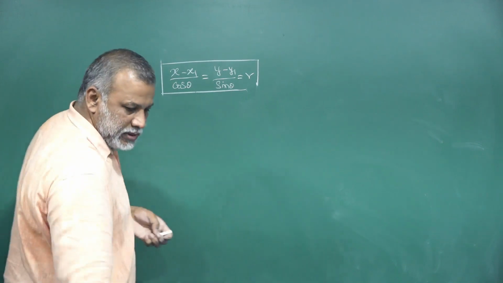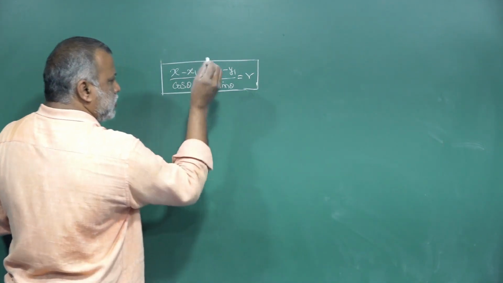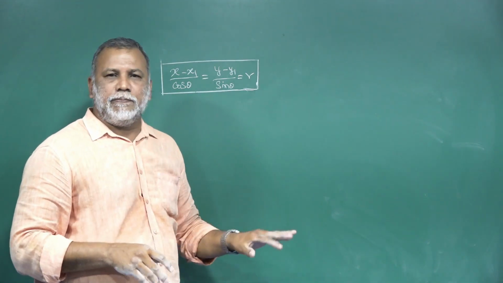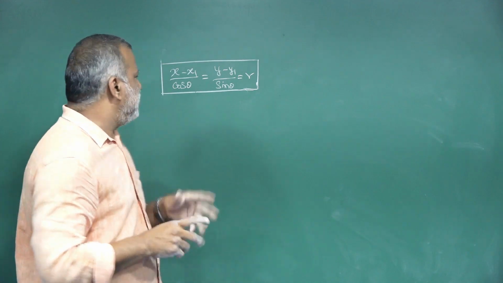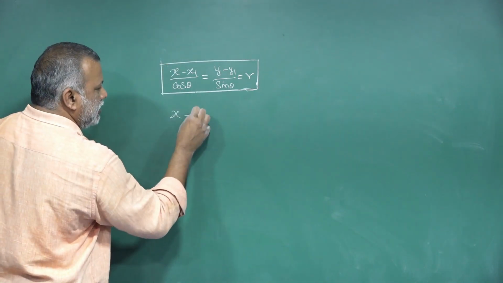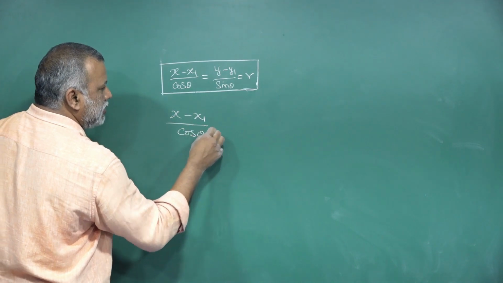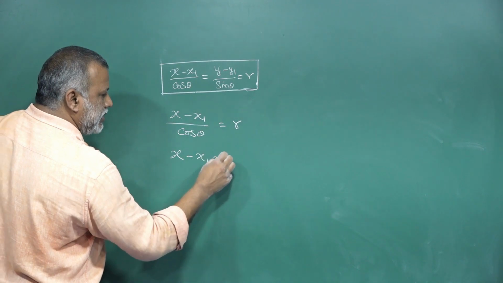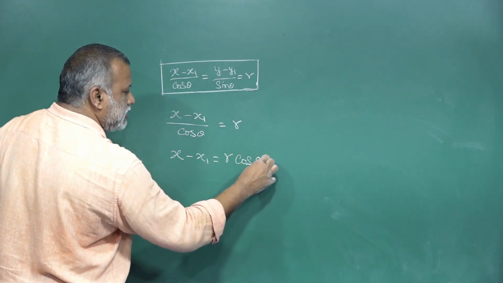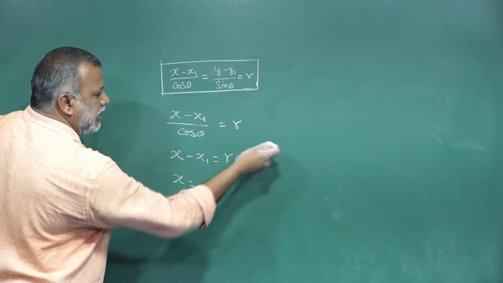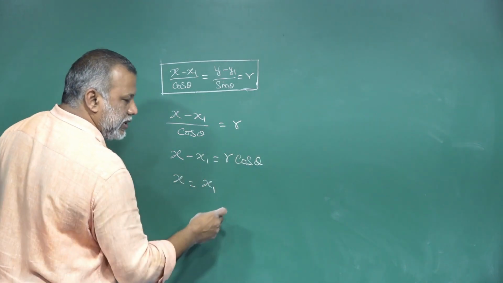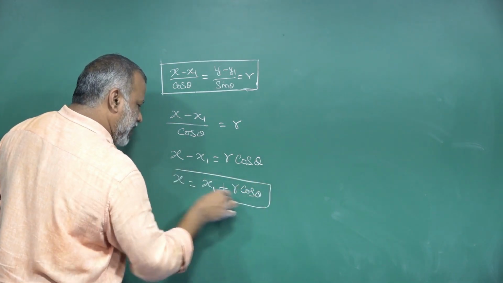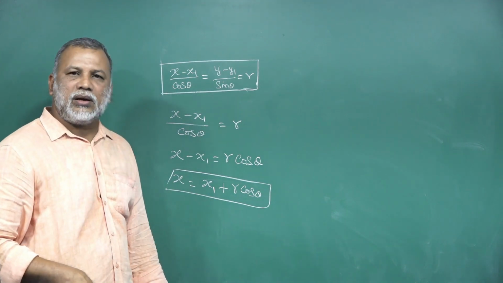From this logic, listen to this concept also. So we need to find all the data very clearly. Theoretically, if you are strong, then you can solve any problems without hesitating. X minus x1 by cos theta equals R. Cross multiplying this, x minus x1 is equal to R cos theta. So if you take it to the other side, x1 positive plus R cos theta. So the value of x is x1 plus R cos theta.